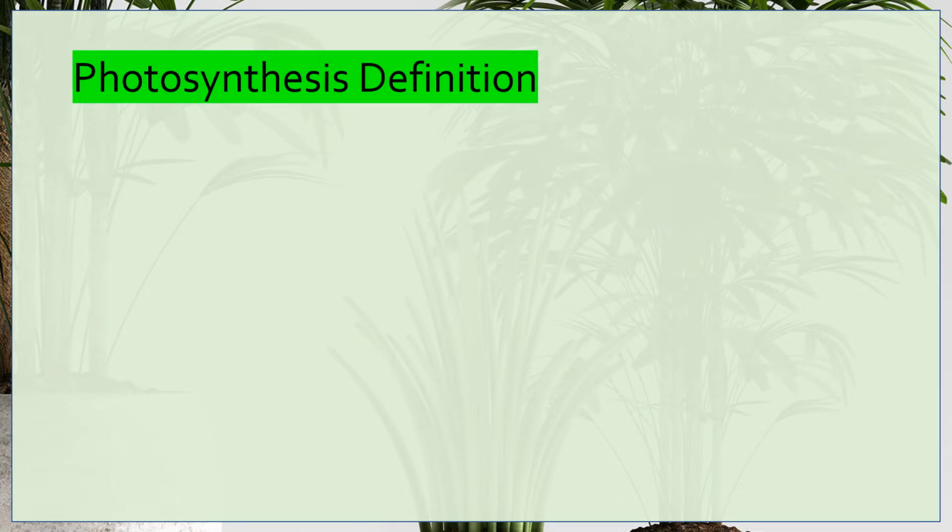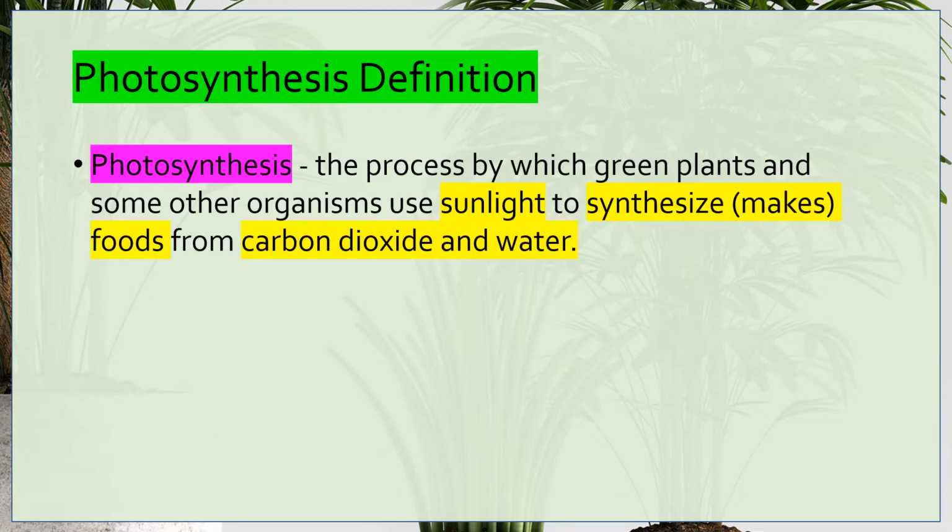Exactly what is it? Photosynthesis is the process by which green plants and some other organisms use sunlight to synthesize, which is make, foods from carbon dioxide and water. One thing I want you to pay close attention to is breaking the word apart. Photosynthesis: this is photons, or light, synthesizing, or making the food.